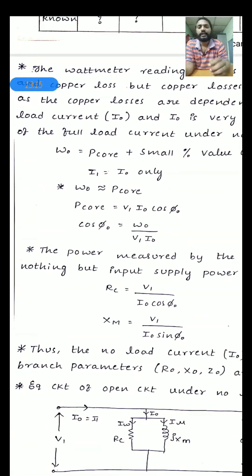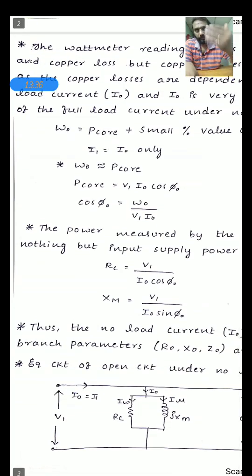So we can neglect the copper losses of the transformer, and W naught is equal to P core only. That is, the wattmeter reading can be taken as the core losses of the transformer. Please remember that core losses and iron losses are the same. Copper losses are different. Now let us move to the mathematical analysis, how we extract the RC and XM values.